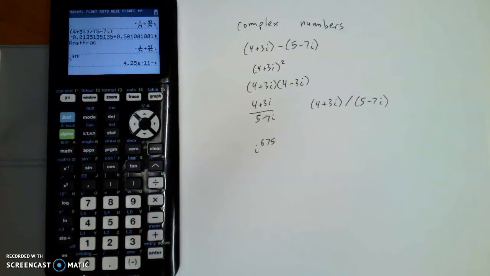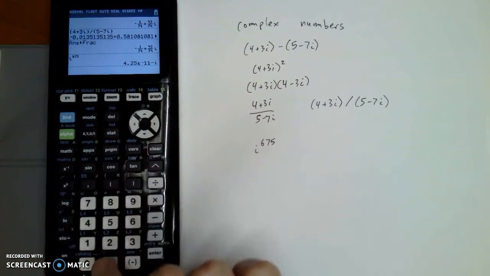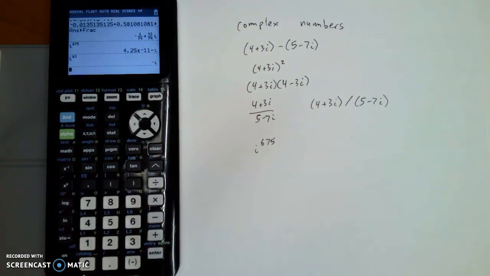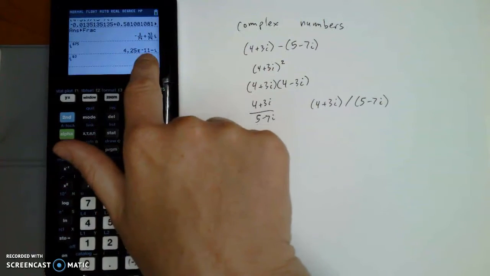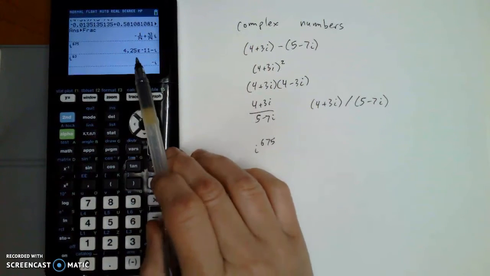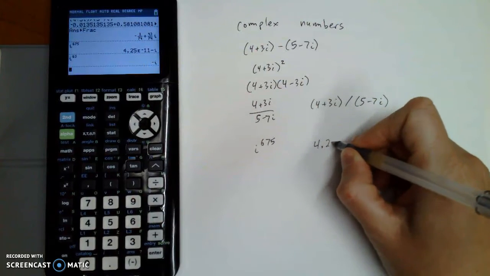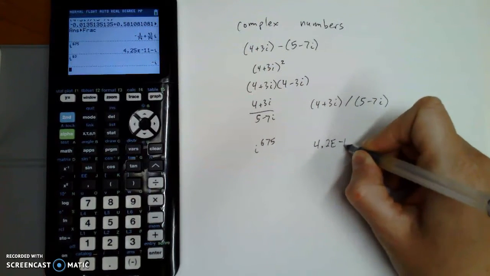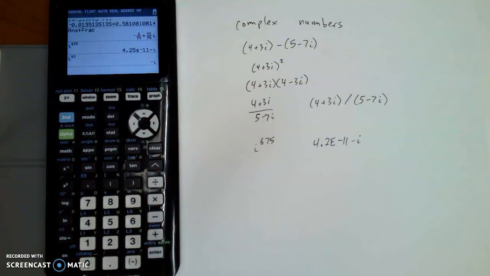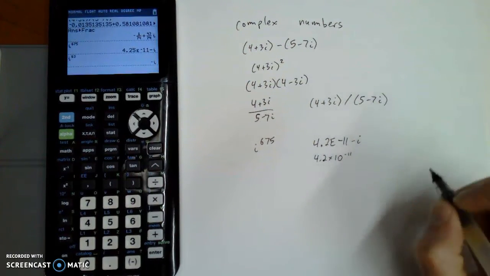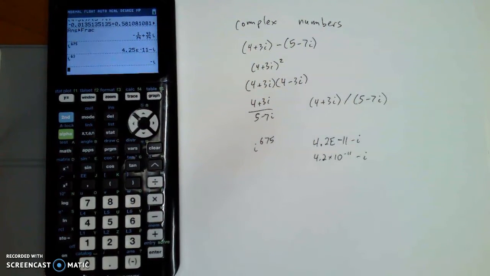Now you'll notice I got a really hideous looking answer. If I did a smaller one, let's just do i to say the 63rd power, my calculator did that one just fine. But for the nastier exponents, my calculator is sometimes going to give me an answer that looks like this. If you see that capital E, that is shorthand for scientific notation. So I've got capital E negative 11, and then the i like that. So what this means is 4.2 times 10 to the negative 11th, and then I've still got that minus i.